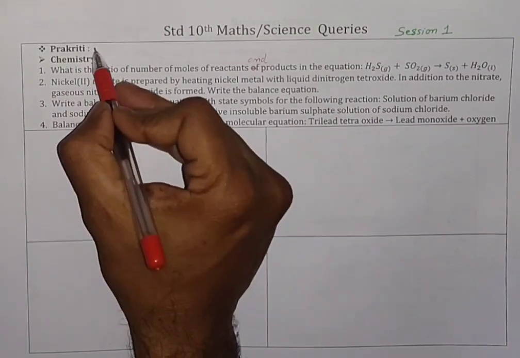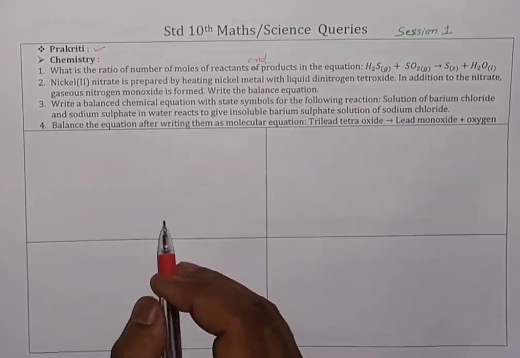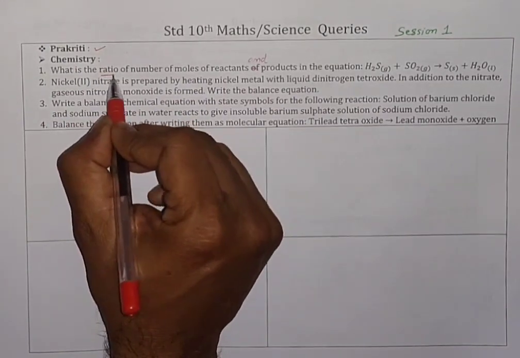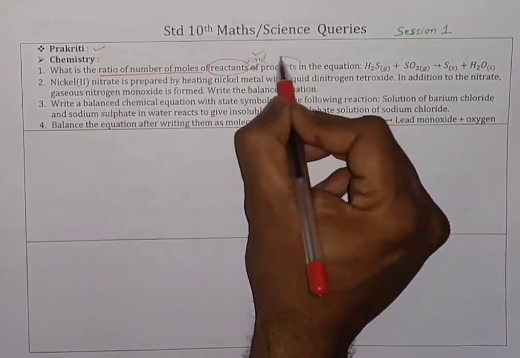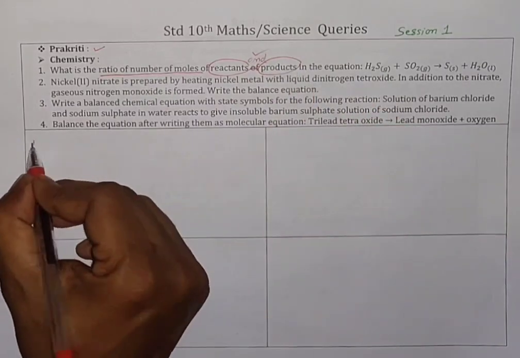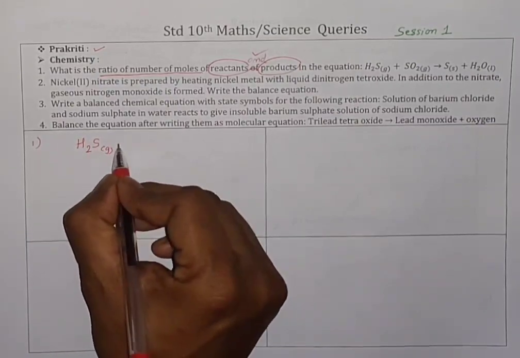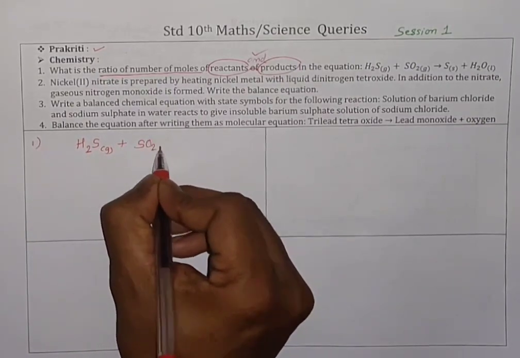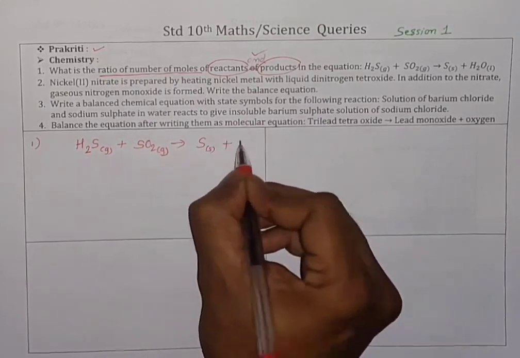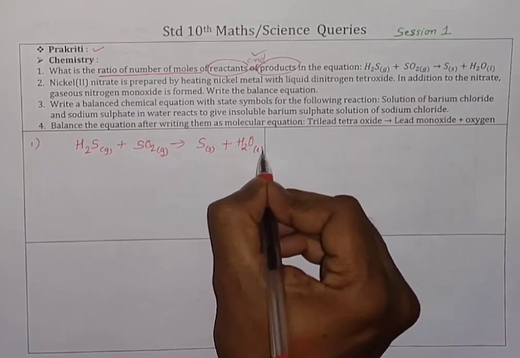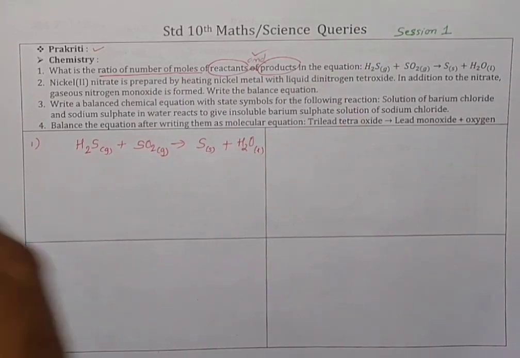Correct? Prakriti from 10th standard has sent few questions from chemistry. Let us see the answers. First, what is the ratio of number of moles of reactants and products in the equation? Okay, what is the equation? H2S in gaseous form, that is hydrogen sulfide, reacts with sulfur dioxide, also in gaseous form, to give sulfur in solid form and water in liquid form. Alright, okay. Children, what is the question here?